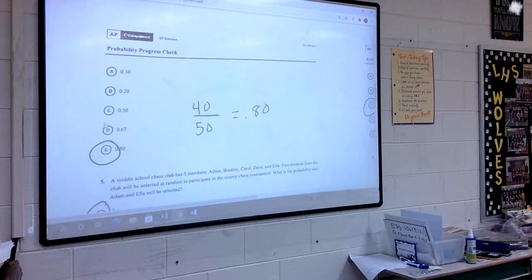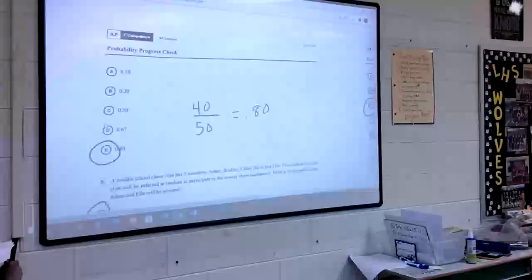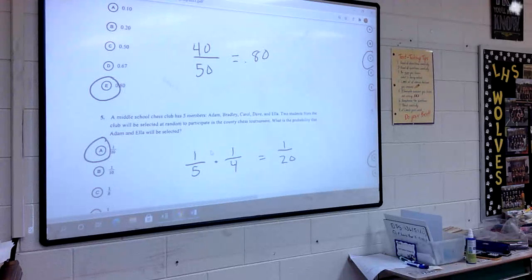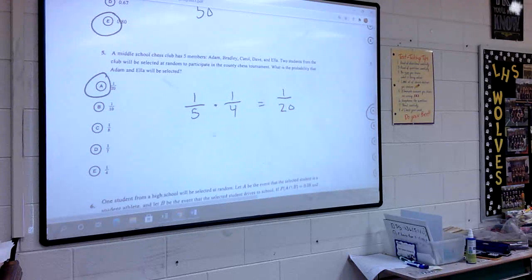That's 1/20th. Now, what's the chance that you select Ella first? 1/5. And then you select Adam? 1/4. And you multiply those together. That's 1/20th. So there's 2 ways, right? So it should be 1/10 when you add them together, 2 different ways. I think the wrong one is circled on here. Should be 1/10. So you should get 1/5 times 1/4. So if you select Adam, then Ella, there's a 1/20th chance. But you could also select Ella, then Adam. That's also a 1/20th chance.